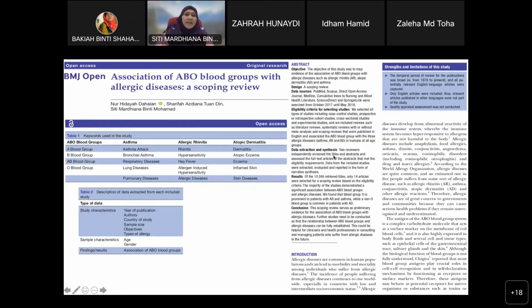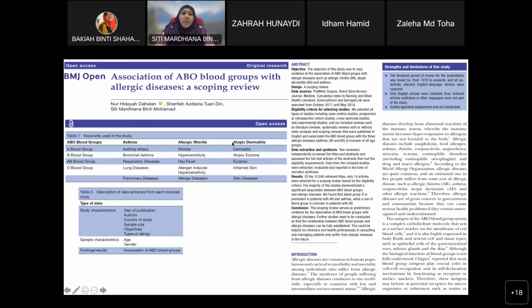And then here you can see the keywords that we use. As you can see, the title is ABO blood groups and allergic diseases, because we know allergic diseases consist of asthma, allergic rhinitis, atopic dermatitis, so we include all of these.